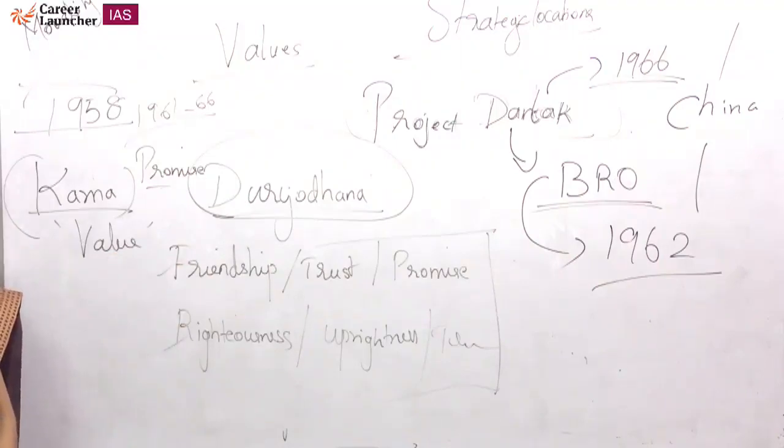Now come to the value system, values. So what is value? Values are nothing but the individual principles that guide a person's behavior. Okay, that is called values. Individual principles that guide a person's behavior. This simply we can call values.